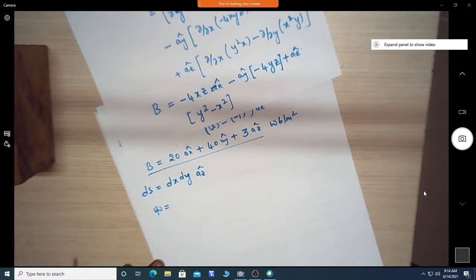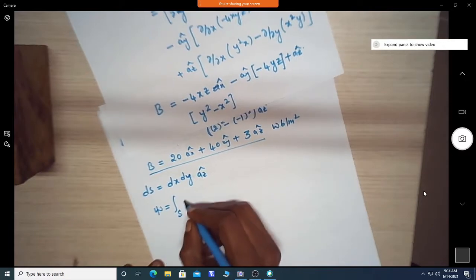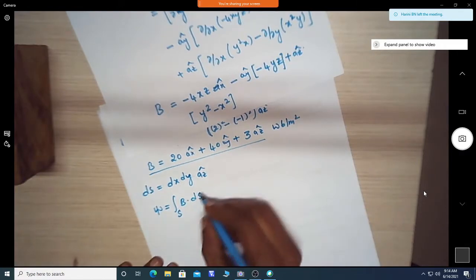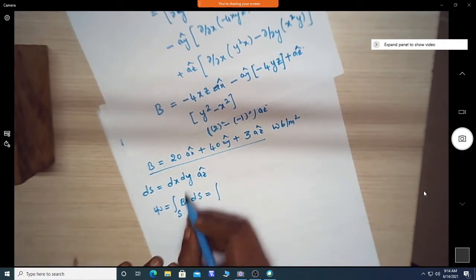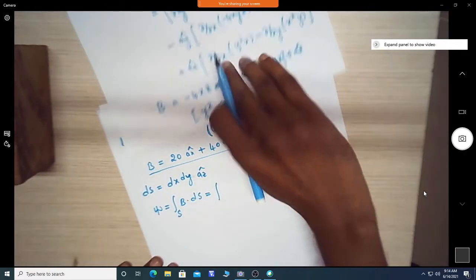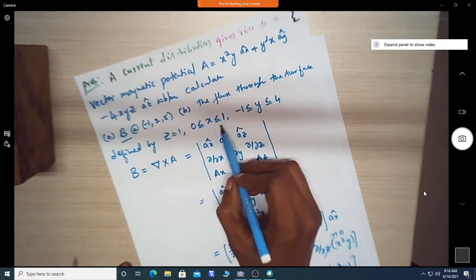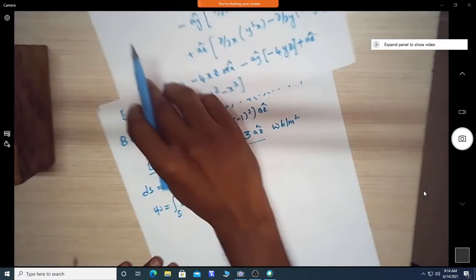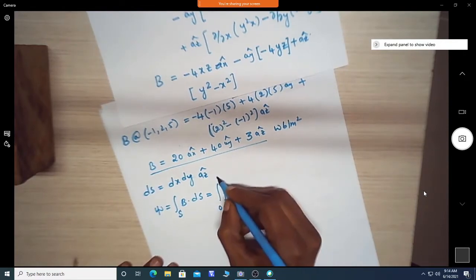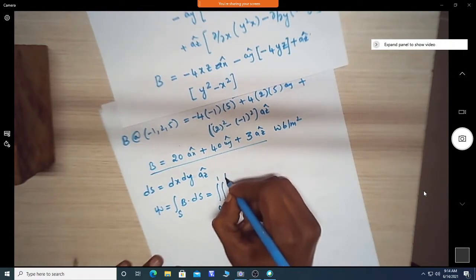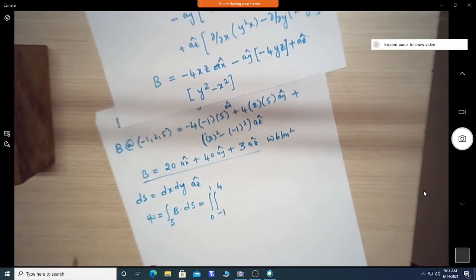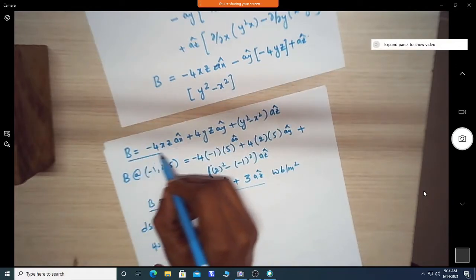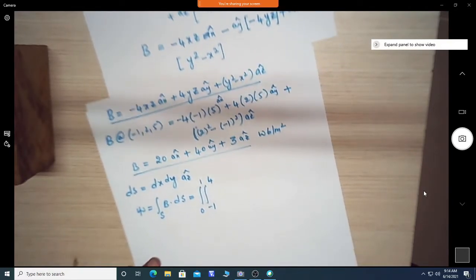The flux equation in terms of B is the surface integral of B dot ds. So now this will give the surface in terms of x and y. In the problem given, x is varying from 0 to 1 and y is varying from minus 1 to 4. So we put the double integral, x from 0 to 1, y from minus 1 to 4, and we know what B is, so that you need to put B.